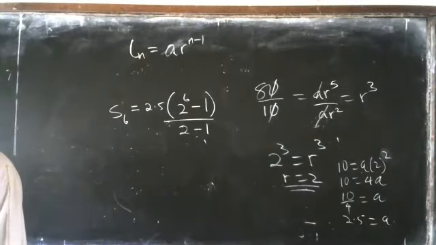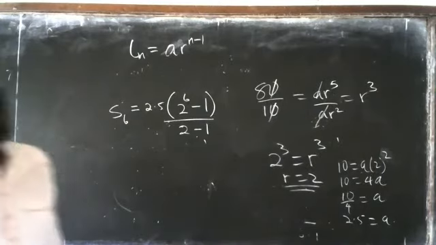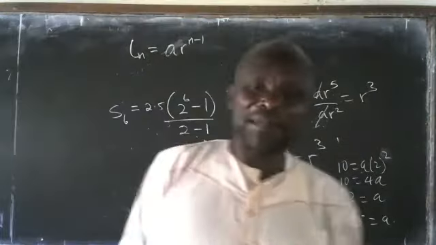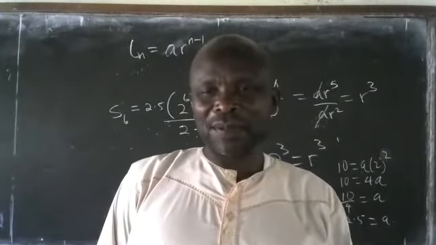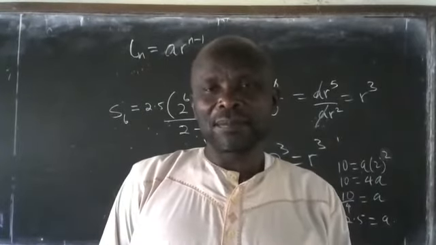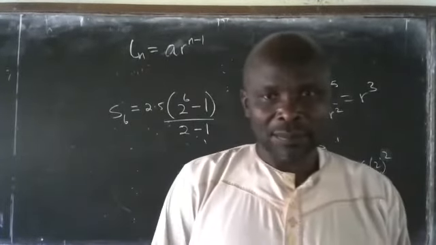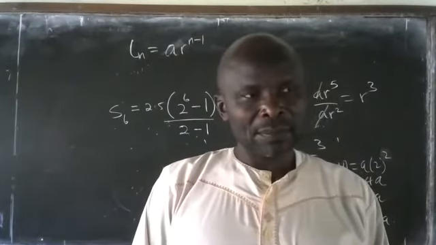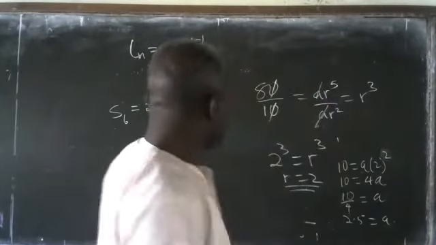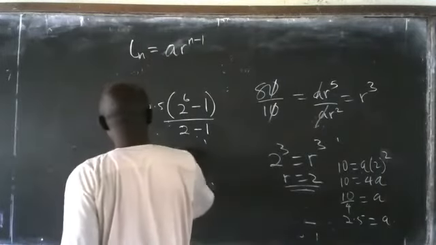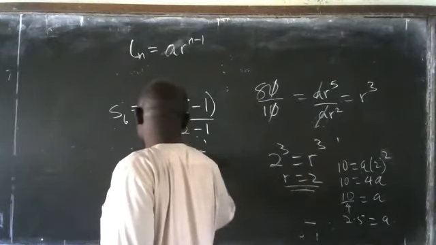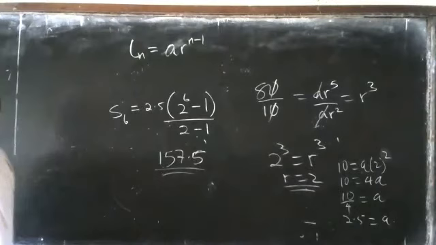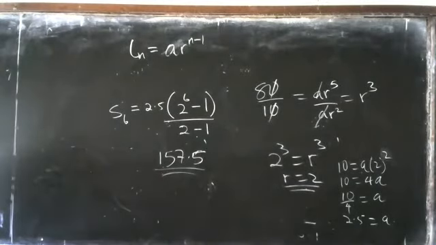What have we got, ladies and gentlemen, down there? What have you got? My sons and my daughters down there, tell me the answer. 157.5. Take it out. It's okay.